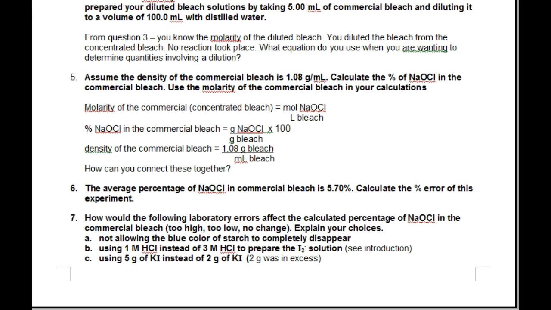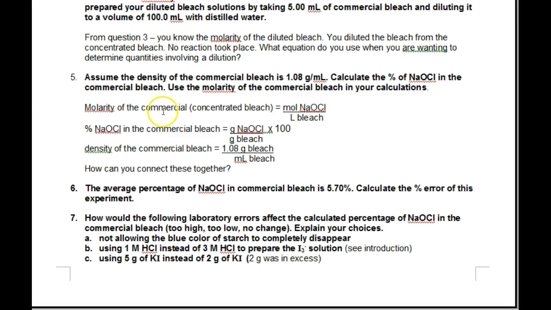Number 5 is like number 9c on your pre-lab. It says assume the density of the commercial bleach is 1.8 grams per milliliter. We want you to calculate the percentage of the hypochlorite that was present in the bleach. And you need to make sure that you use the molarity of the commercial bleach when you do your calculations.